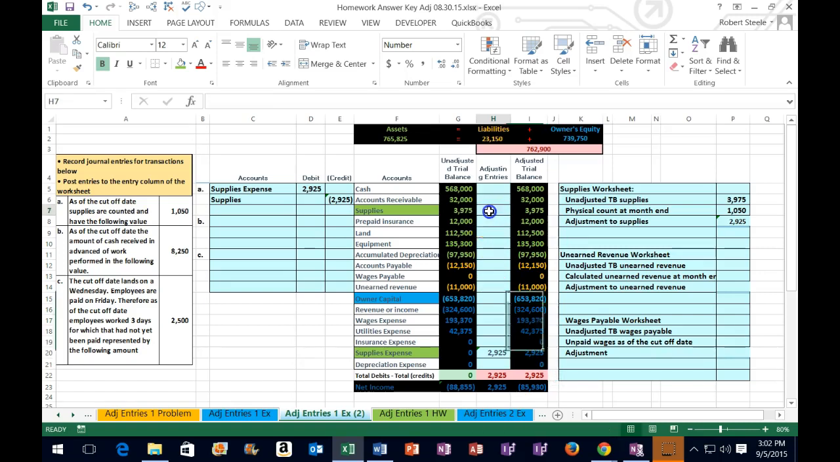And then we'll post the other side here. So we are in H7. We'll say that equals, and then we're going to point to the supplies account there, the credit. This is a debit, that's a credit. They're the opposite. Therefore, it's going to make it go down to hopefully our physical count there. So now we're assuming that we, of course, used the 2925 of supplies in this case.